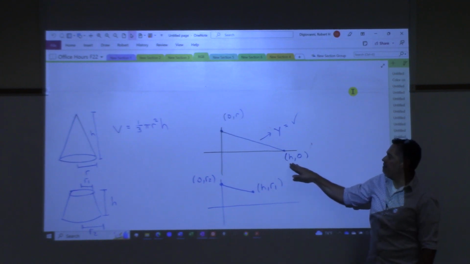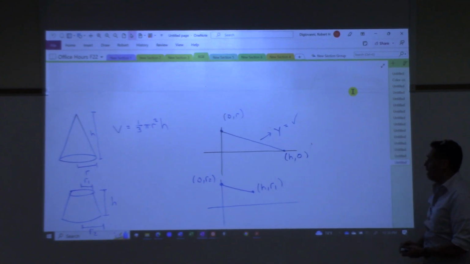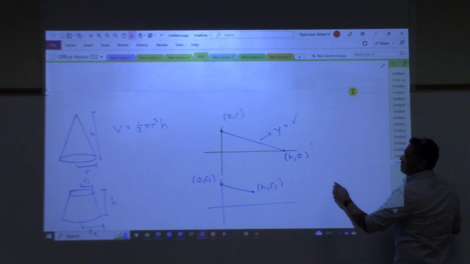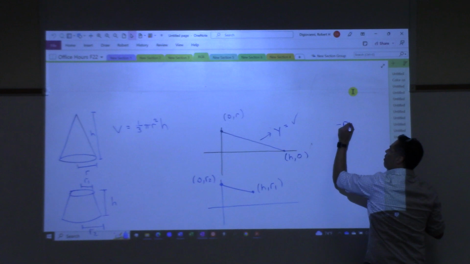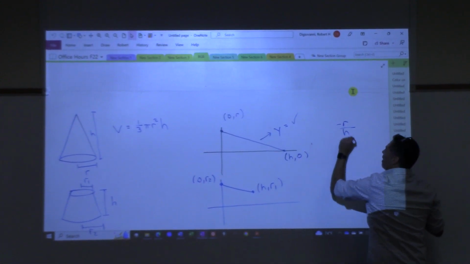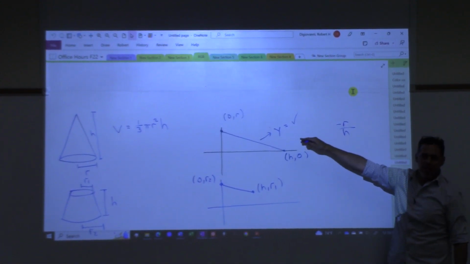What's the slope of this line? How do you find the slope? Rise over run. So it's the difference of the y coordinates, that minus that, like negative r over h. Okay, that's the slope of that line, right?